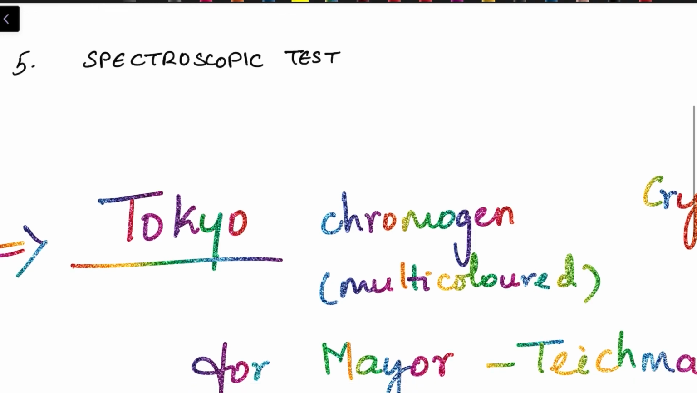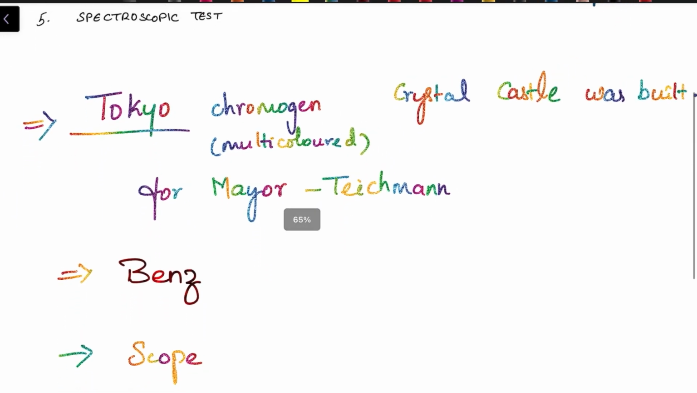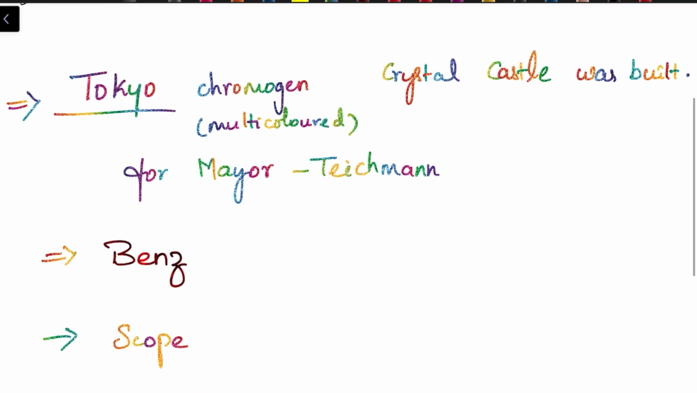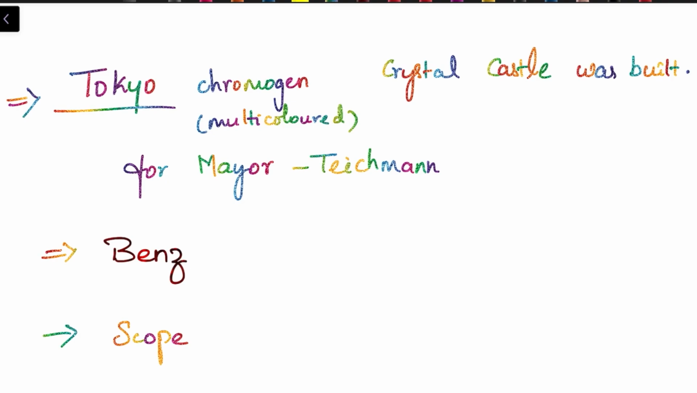I'll tell you a short story to remember this. Just remember this story. In Tokyo city, a multicolored crystal is used to build a castle. For whom was it built? It was built for the mayor, and the mayor's name is Teichmann.